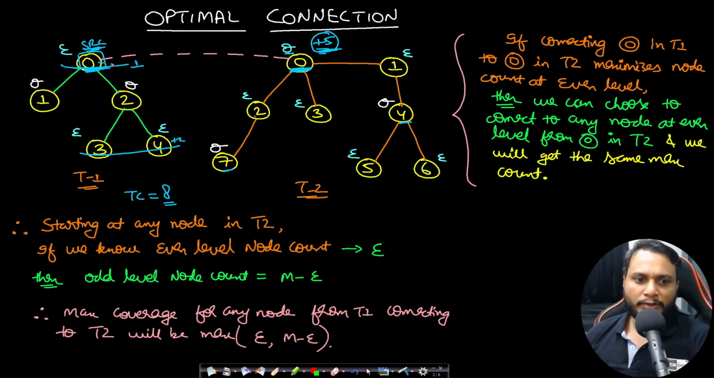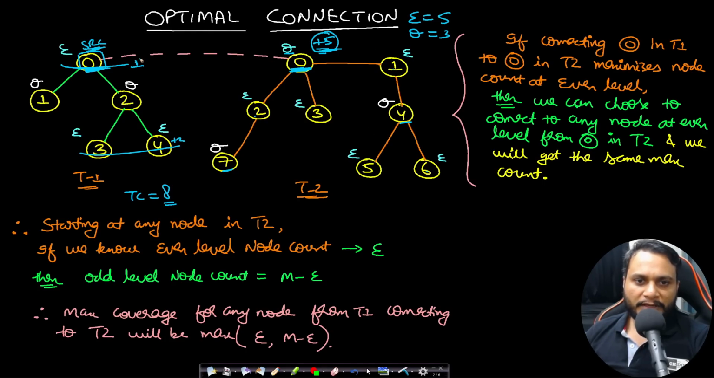So you connect with any node. You connect with 7, 0 will be again at odd level and 4 will be at odd level. Rest of the nodes will be at even level. So you will get the exact same number of count at even level, which is 5, and at odd level, which will be equal to 3 in this case, right? Because the total nodes are 8.